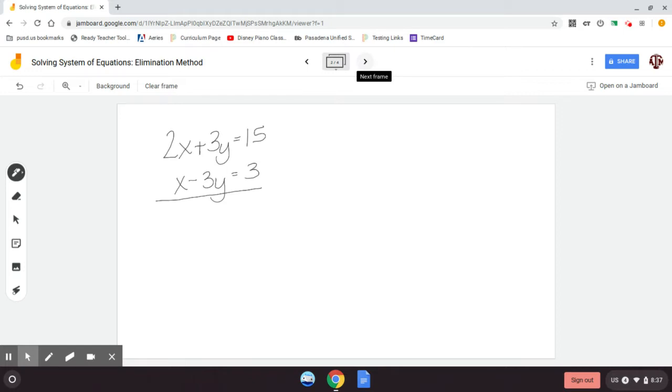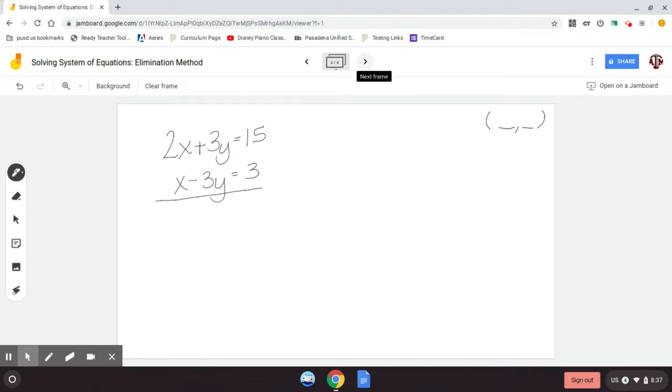Here are my two equations: 2x plus 3y equals 15, and x minus 3y equals 3. With the elimination method, I'm trying to find out what the x value is and what the y value is. In the end, I can make the ordered pair, the x value and the y value, where these two equations cross each other. That's my end result.